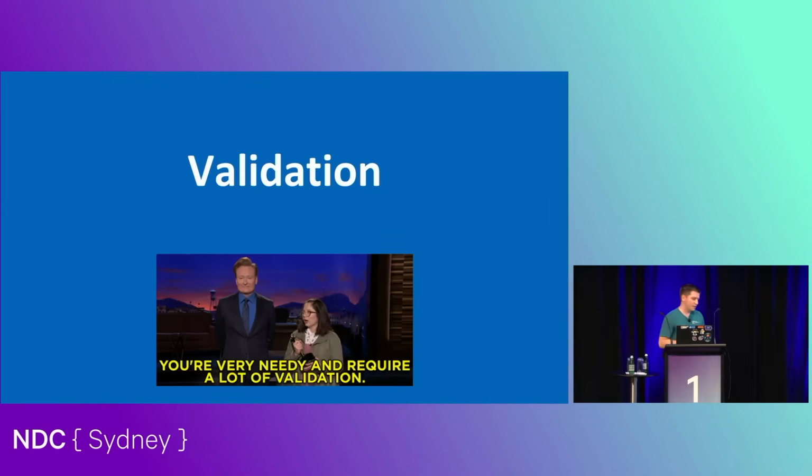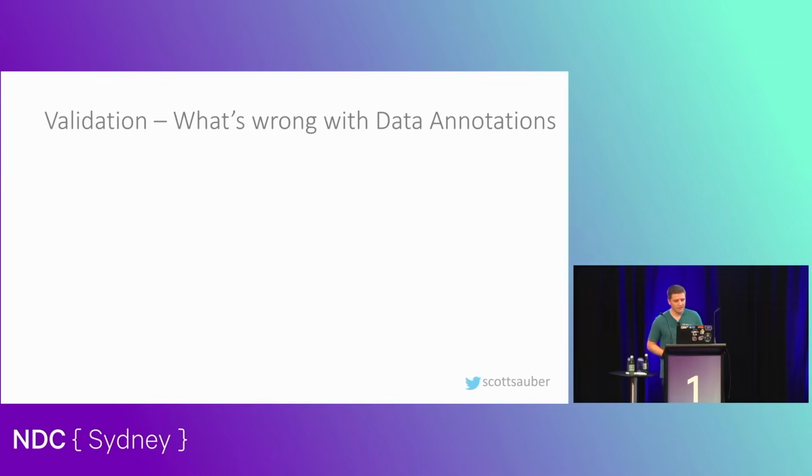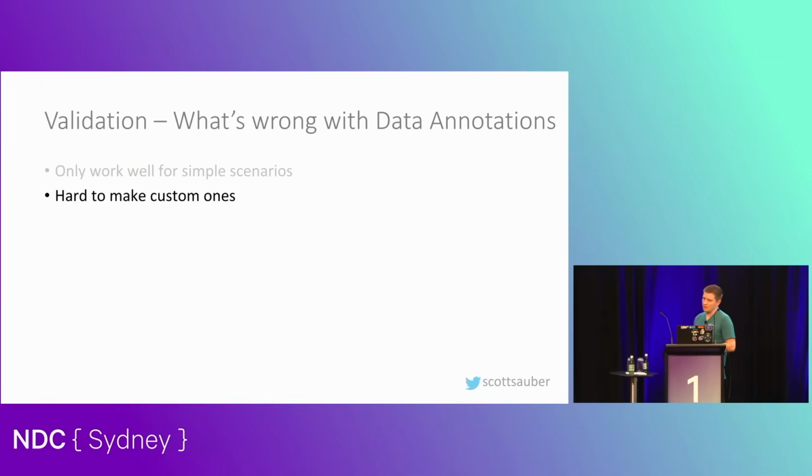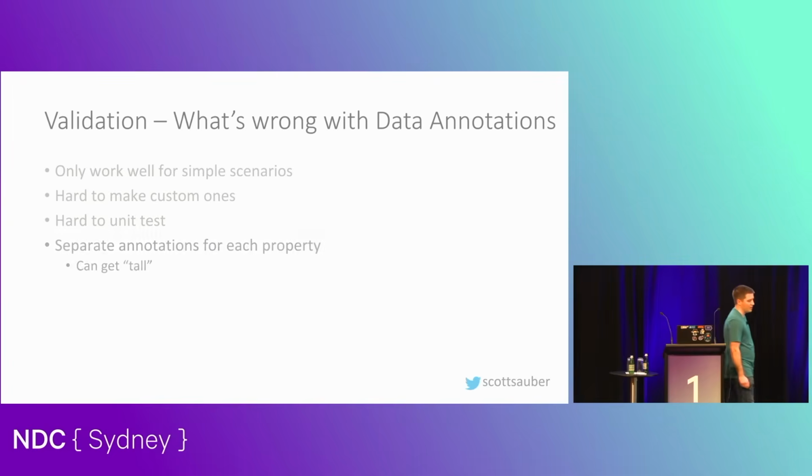All right, next thing we're going to talk about is validation. So let's talk about validation here real quick. So the problem is, out of the box with .NET, we've got these things called data annotations. But I find that they only really work well for simple scenarios. And anytime you need to make a custom one, things get a little bit more tricky, and they're hard to unit test as well.